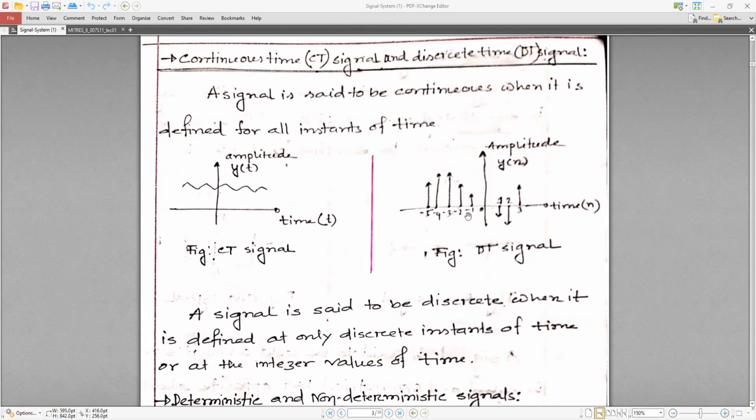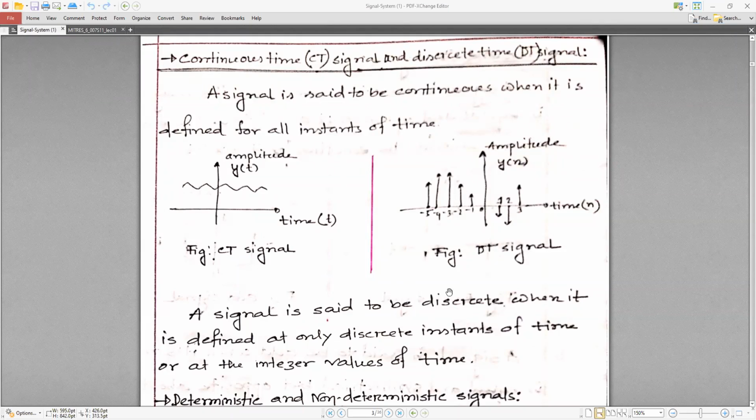Now the continuous time and the discrete time signal. Okay, we have already discussed it, but let us show this. A signal is said to be continuous when it is defined for all instants of time. That means, let's say you have a time frame, the signal will be there over all the time, at the different positions, but the signal is there. Okay, that is a continuous signal.